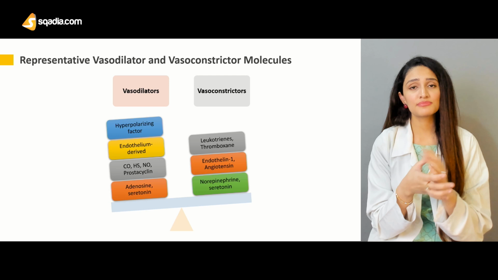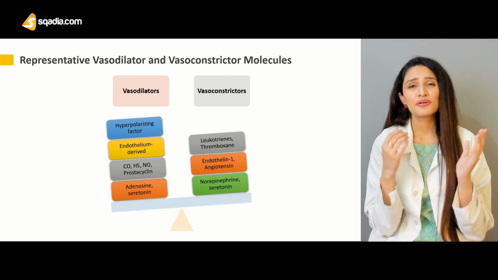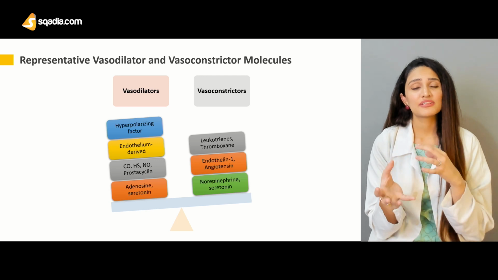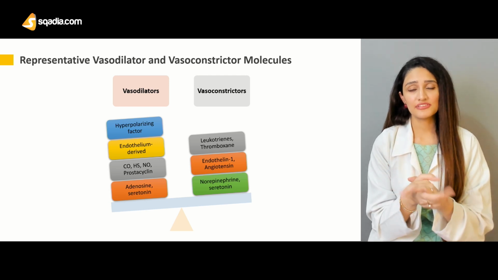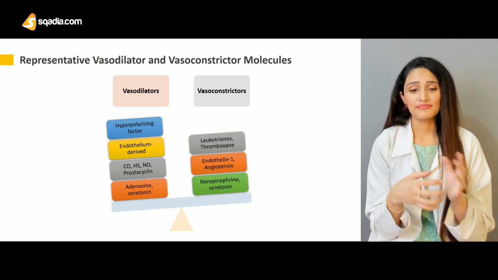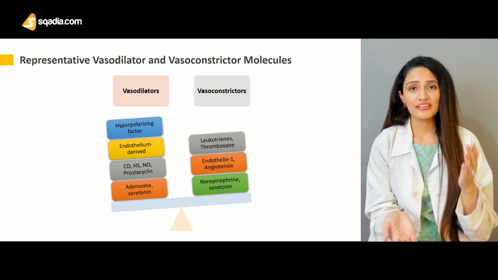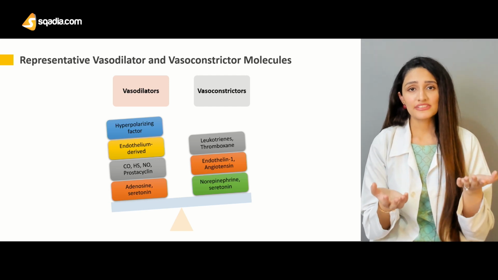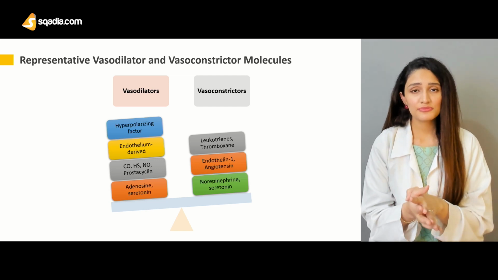Like I've mentioned in the previous slide, increased vasodilation occurs because the splanchnic circulation is being harmed. Vasodilators are increased and vasoconstrictors are decreased. This causes the splanchnic circulation to be disturbed.